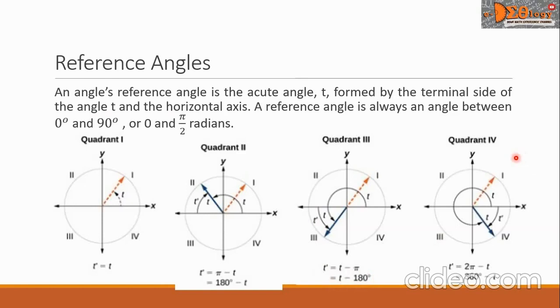The last figure here is the picture of an angle in quadrant 4. From here, it goes and stops on the terminal side. This is now our angle, and this angle here is the acute angle formed by the terminal side with the horizontal axis. So this is our reference angle. The formula is: reference of T equals 2 pi minus T if the angle is given in radians, or 360 degrees minus T if the angle is given in degrees.